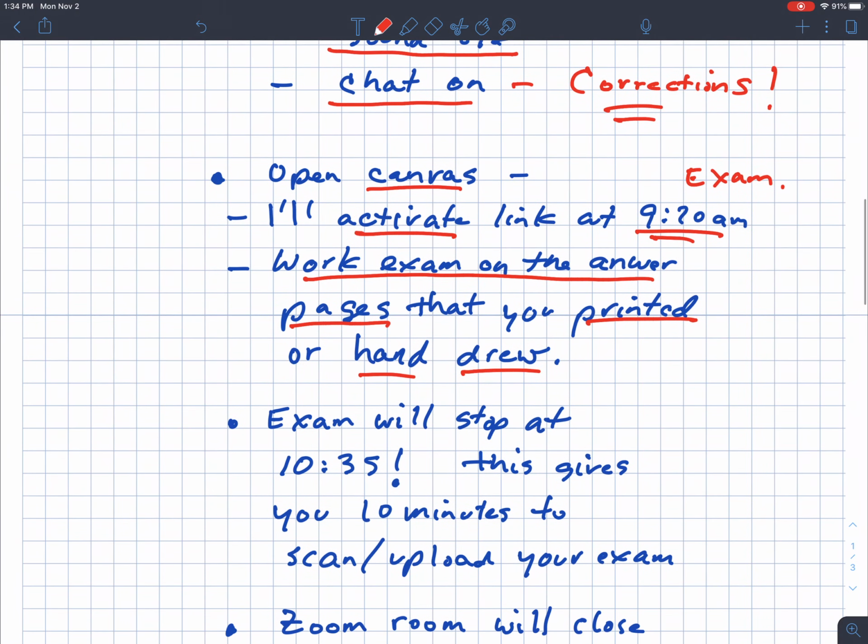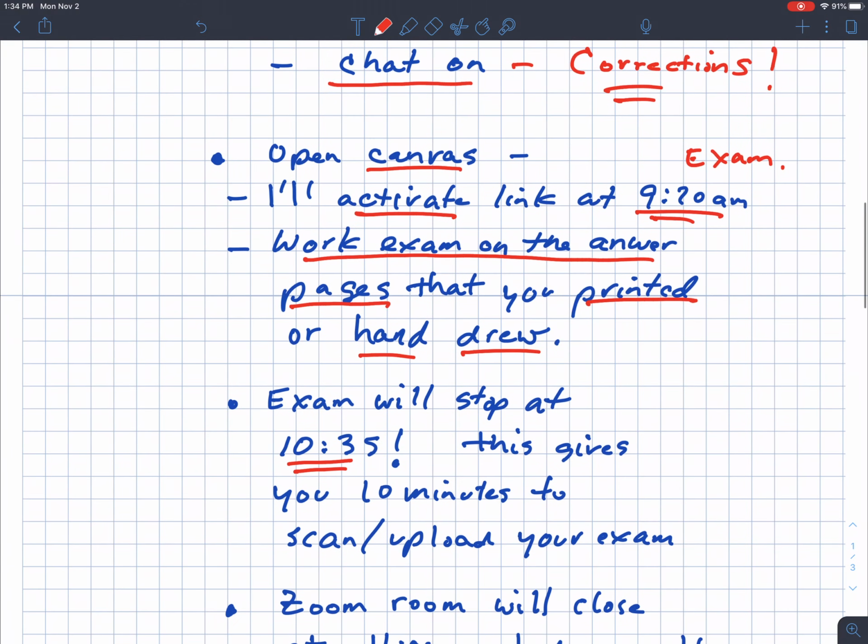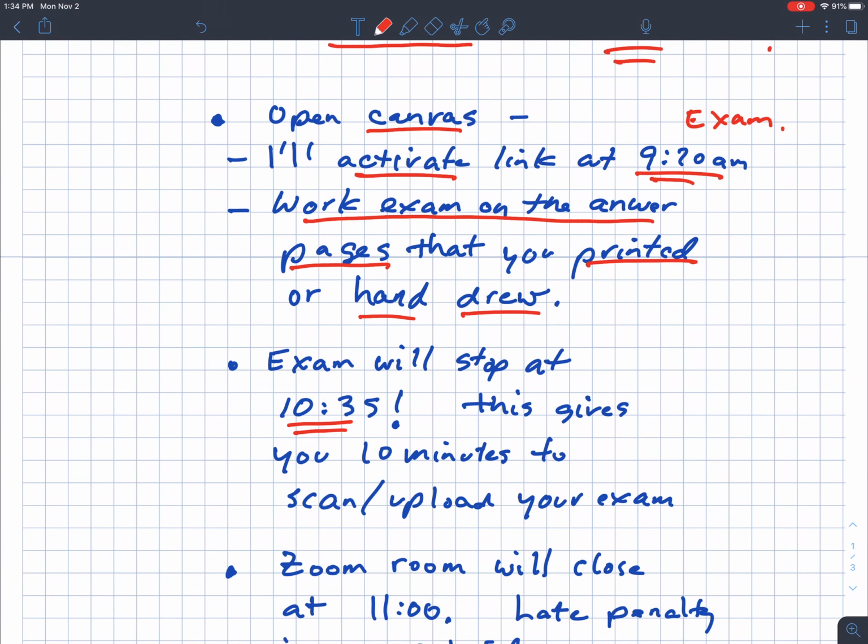Okay, the exam will stop. You should stop working at 10:35. All right, sometimes I give a little leeway if someone obviously had some problems getting into the Zoom room or something, but 10:35, we're trying to do a hard stop at that time. This gives you 10 minutes to upload and scan your exam. If it takes a little more than 10 minutes, that'd be okay.